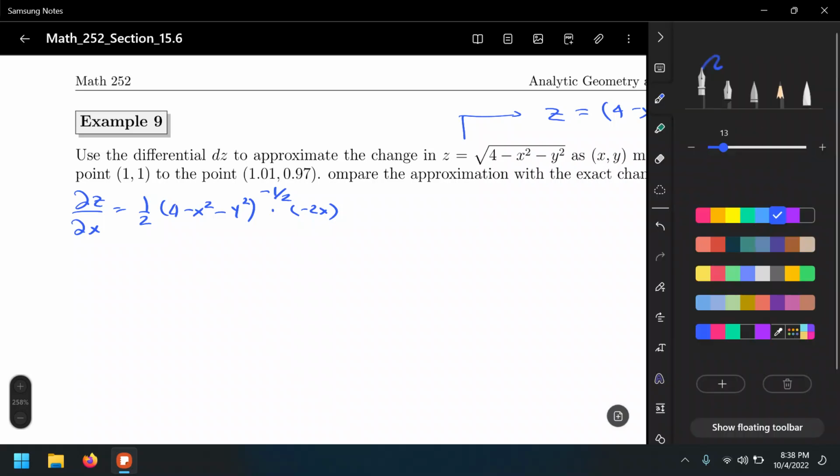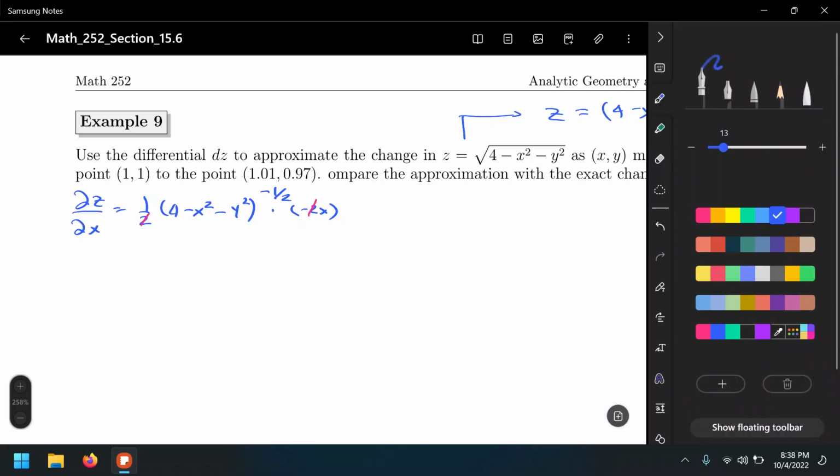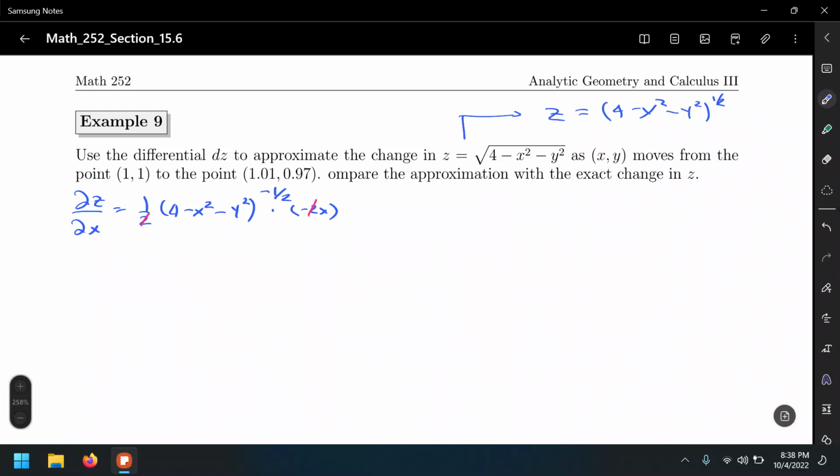Of course, we can do some cancellations here. We can cancel the 2's. We can write that negative exponent in the numerator to the denominator with a positive exponent, and go back to radical form. Don't forget about the negative: negative x over the square root of 4 minus x squared minus y squared. So that's the derivative with respect to x.